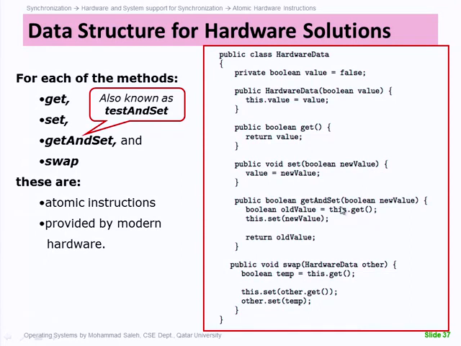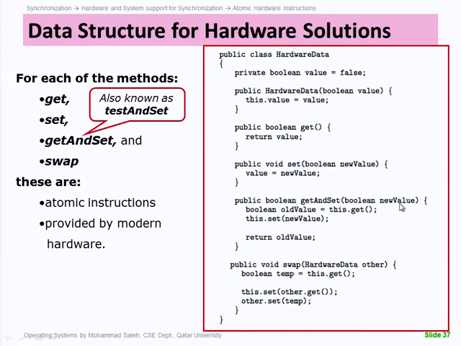Now, get and set is a method that receives either true or false, a Boolean. It will save the value of this variable, what's saved in it, and return it to whoever called get and set. This is the return value of get and set, which is the current value of the lock. Then it overwrites it with the new value passed to the method.